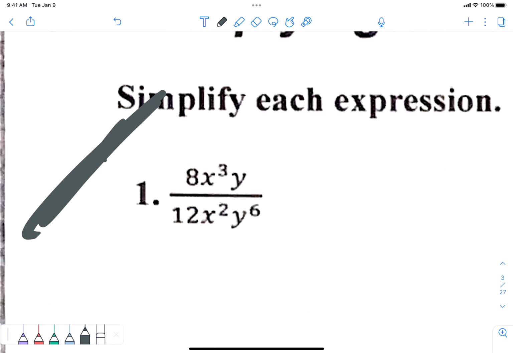But the 8x cubed y, can I cross out the x's and the y's and the 8s and the 12s and all that good stuff? Can I do that? Or are they trapped? They're all connected. Yes, you can do it. There's no plus. Oh, because they're multiplied. The only thing that glues them together is pluses and minuses.